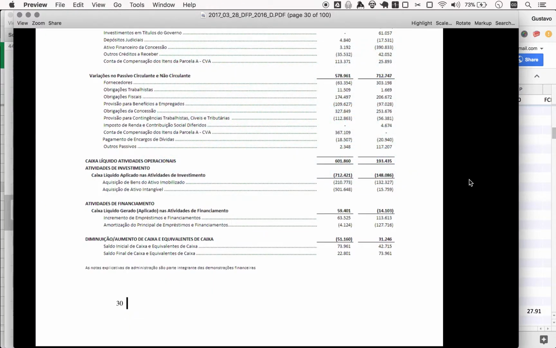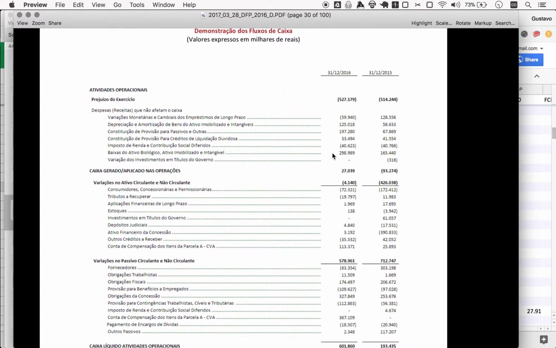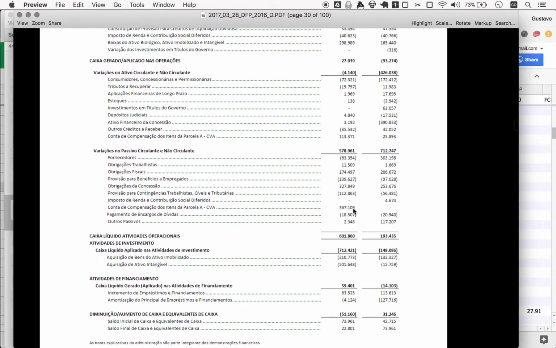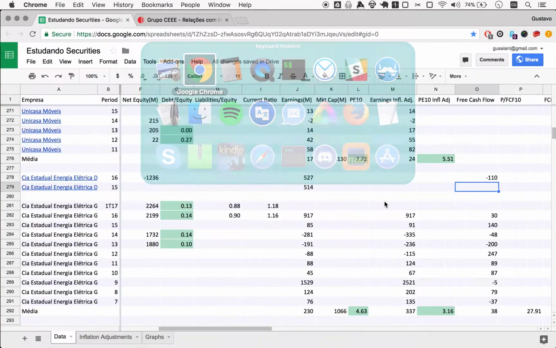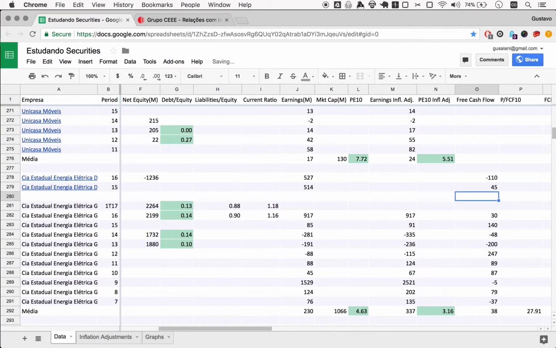And since we're here and we can quickly get the numbers for 2015, their operating cash flow was 193, and then the investment cash flow minus 148, so 45 there. Yeah, 45. Okay. Also, I almost made a mistake here. This is negative. Okay.